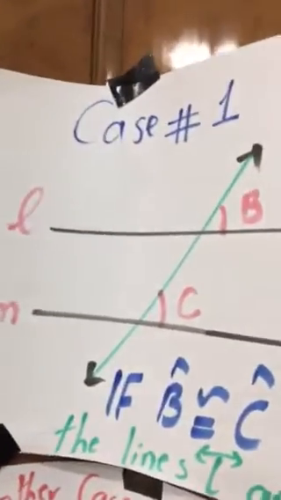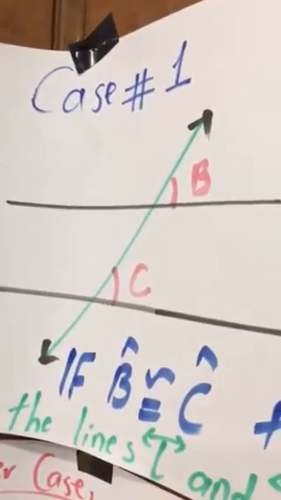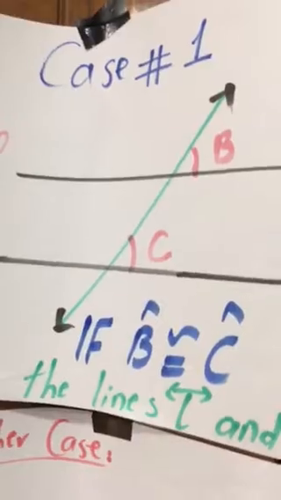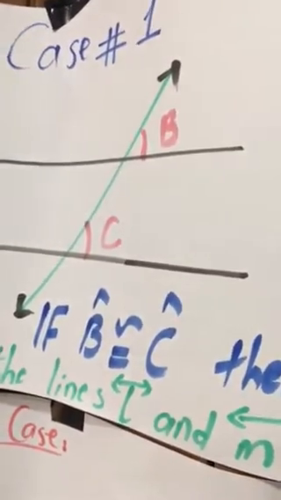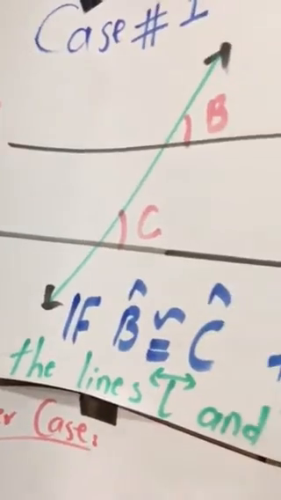Let me start with case number 1. As you see, we have two lines, L and M, and we have a transversal, the green one. It says that if B and C are congruent, then these two lines, L and M, are parallel.